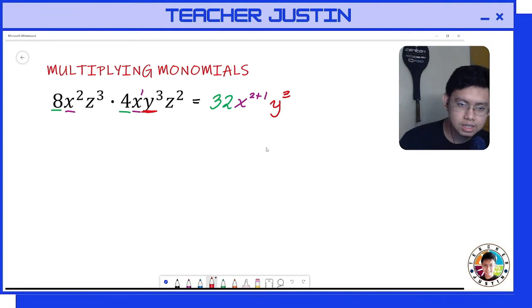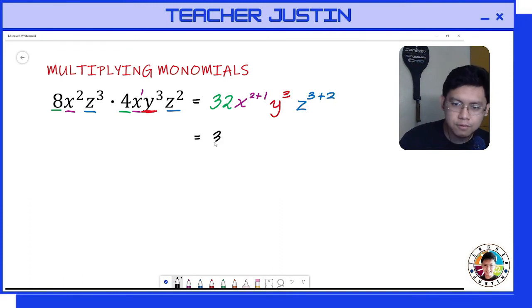Okay. Next, we have the variable z. So z raised to 3 times z raised to 2. So again, copy the variable z and then add the exponent. So 3 plus 2.